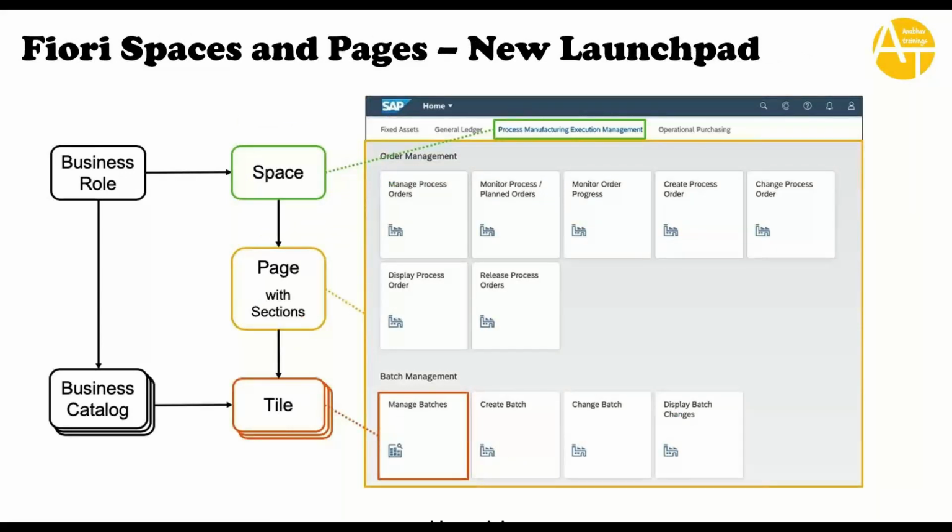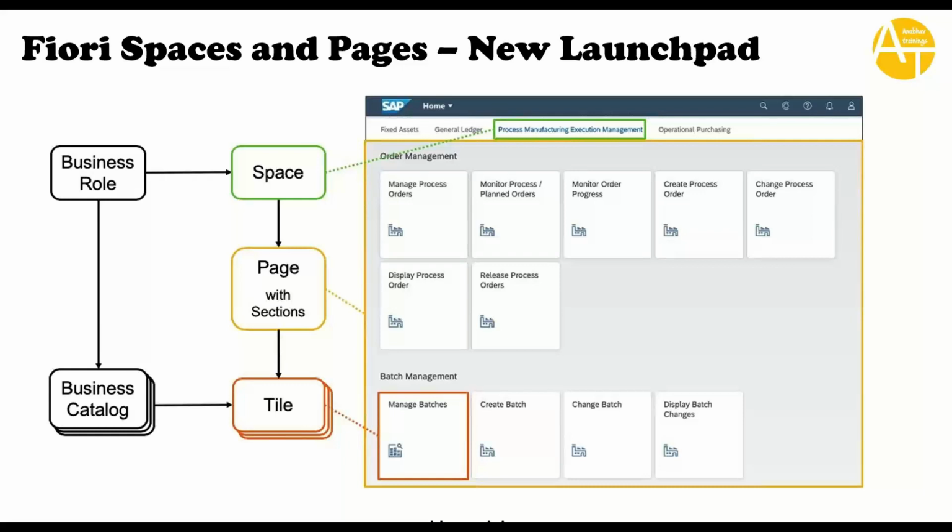This is relatively a new concept in the world of Launchpad. In the past, we just used to have catalogs, groups, and roles. But now we have the concept of spaces, pages, and then these pages will have sections, and further we have tiles. To keep it simple, I've not denoted sections here. So what we will now do is add a new tile, first of all, to a catalog, which I've already created before this session to keep it simple for you. Then we will create a page and a space.